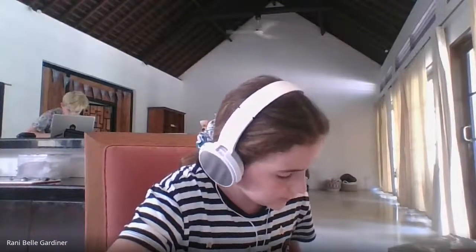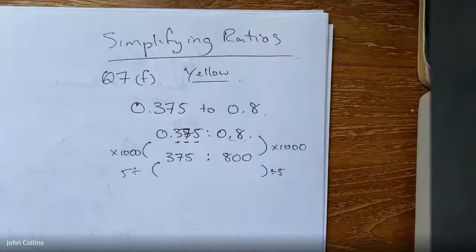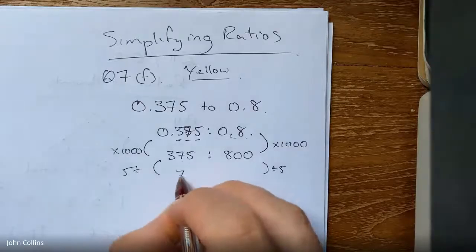Excuse me, Mr. Collins? Yes, Rennie? There was no question 7 in yellow. The first question was like the one about school, and you had to find the ratios of that. No, if you scroll down, the yellow had a little bit on the next page. Okay. It's okay. If you missed it, you missed it.